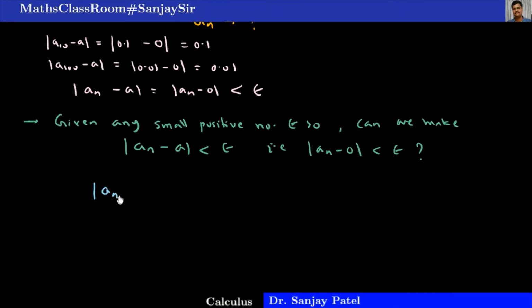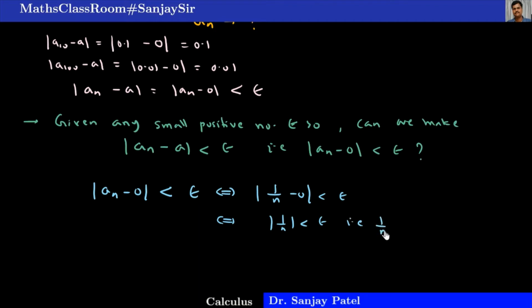The difference a_n minus 0 must be less than epsilon. That is, a_n is 1 upon n, so |1/n − 0| is less than epsilon. That means we have to take the mod of 1 upon n less than epsilon, which is the same as 1 upon n less than epsilon, because n is positive, a natural number. So 1 upon n is less than epsilon, and if you take the reciprocal, you get n is greater than 1 upon epsilon.